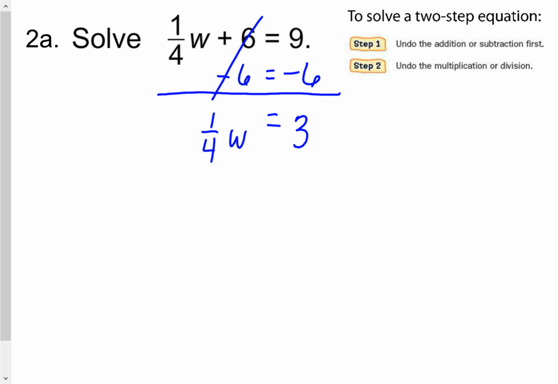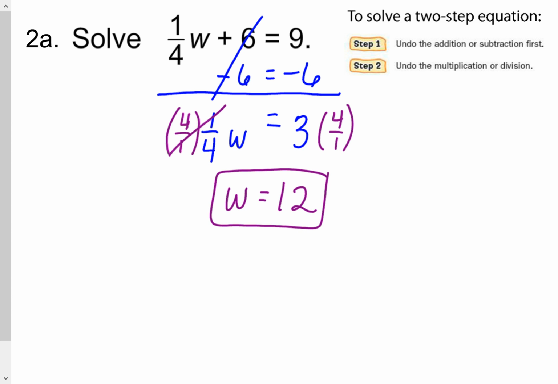All right, now I'm going to say to myself, my w is being multiplied by 1/4, and how I undo the multiply by 1/4, I'm going to multiply by the reciprocal, okay? So 4 over 1 times 1/4, that cancels out to 1, so I'm left with w equaling 12. Okay, and then check your solution again, just to make sure that your math is right.